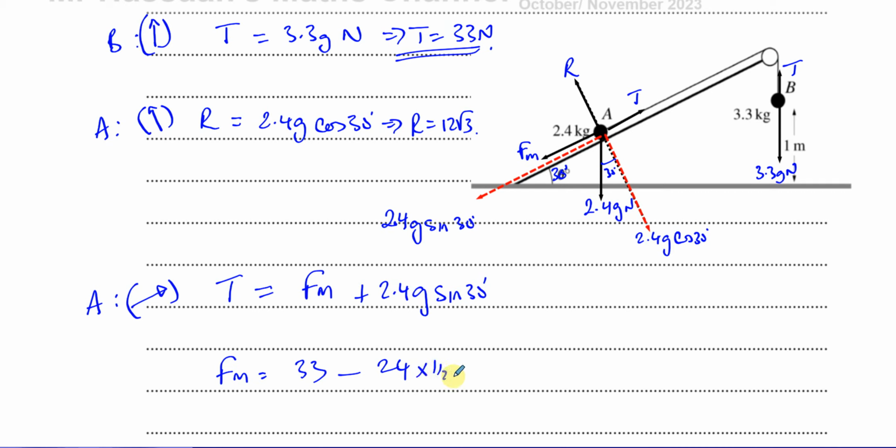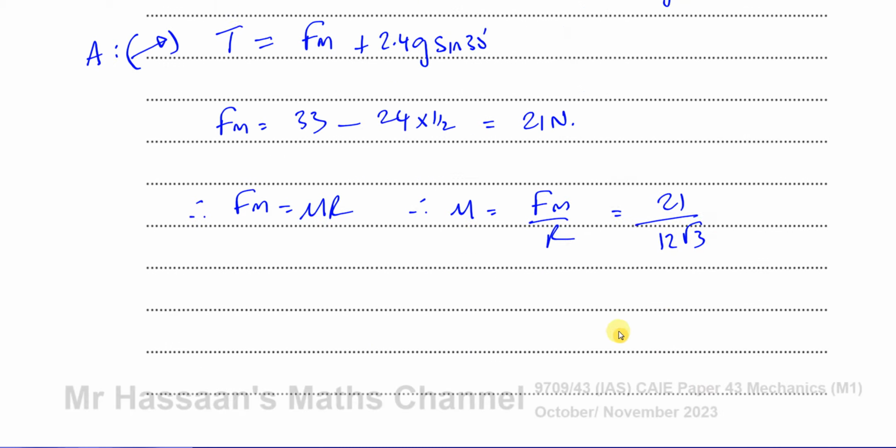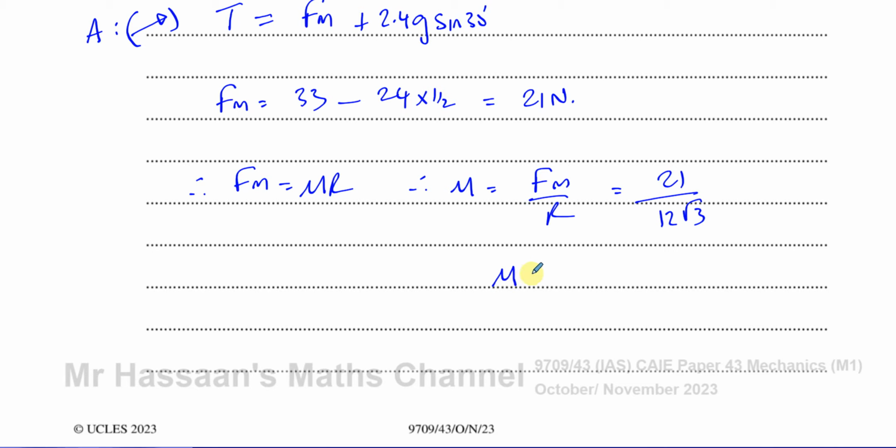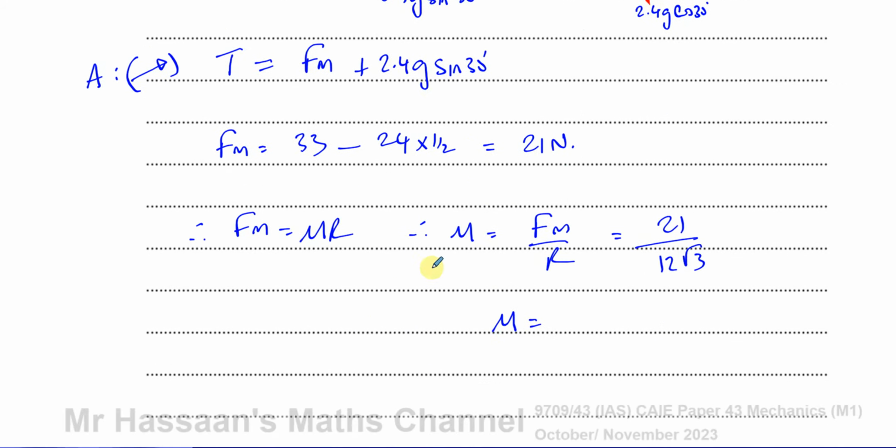So therefore, I know as F max is equal to mu R, therefore mu is equal to F max over R, which is equal to 21 over 12 times root 3. And that will give us our value of mu. And hopefully it will be what we had to show, which is 1.01, corrected to 3 significant figures. So let's see what happens. We have 21 over 12 root 3.